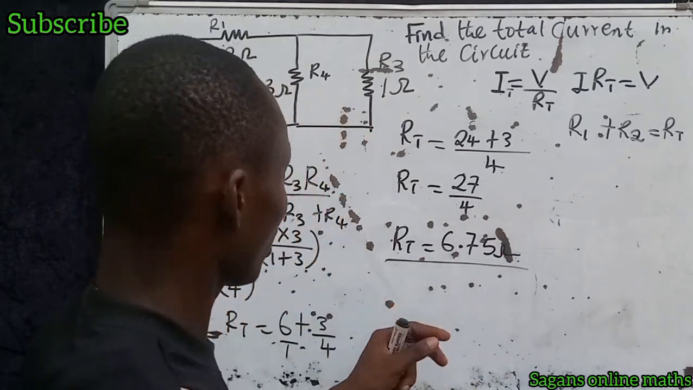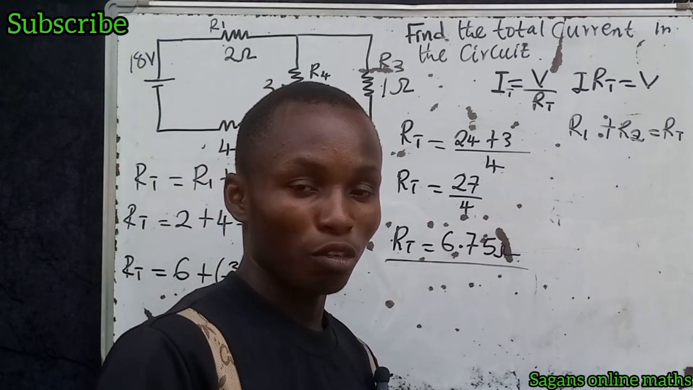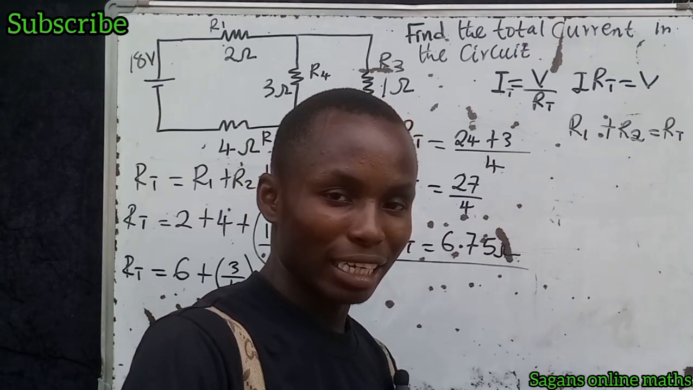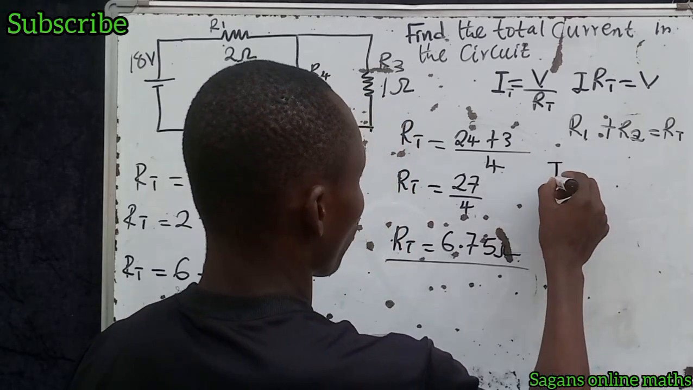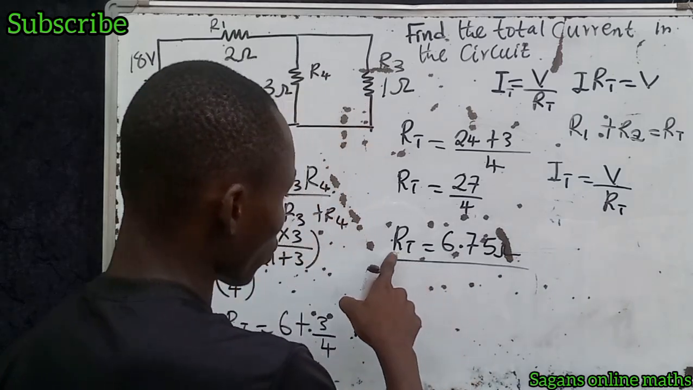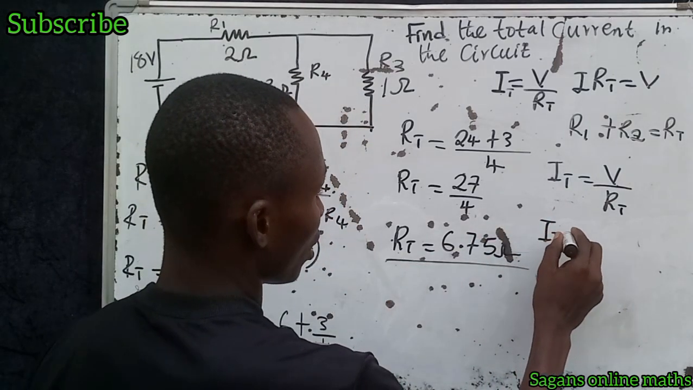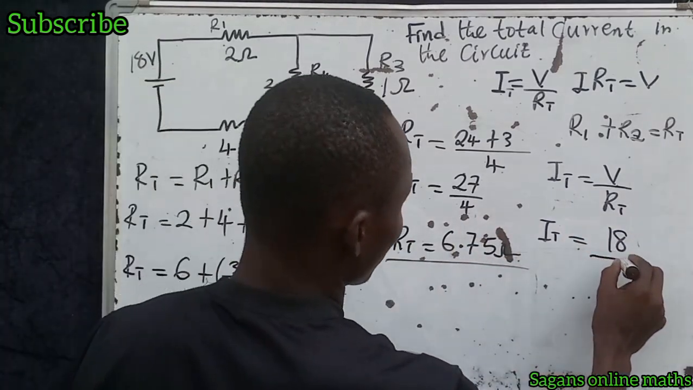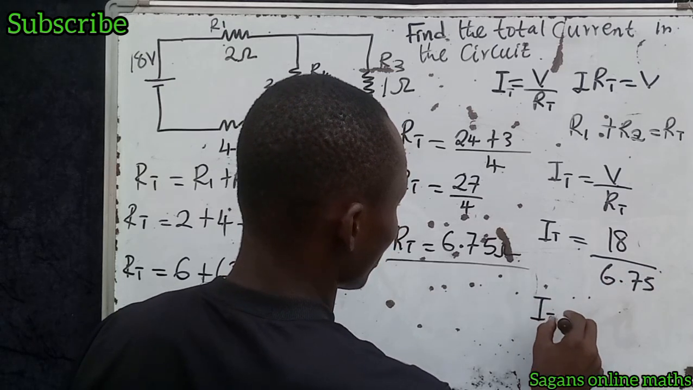Now remember, Ohm's law states that the total amount of current that flows in a metallic conductor is directly proportional to the total voltage and inversely proportional to resistance, provided the temperature remains constant, right? It means that total I, because we're looking for total current, equals V divided by total resistance. And we are getting that our total resistance is this. It means our total I is equal to 18, because our voltage is 18, as you can see here, divided by 6.75.